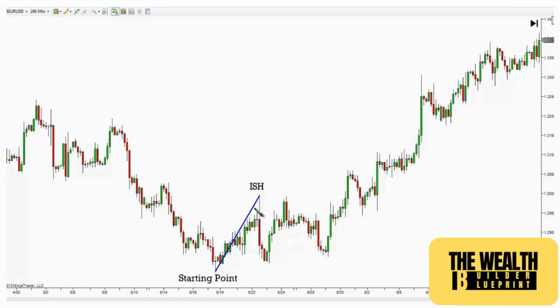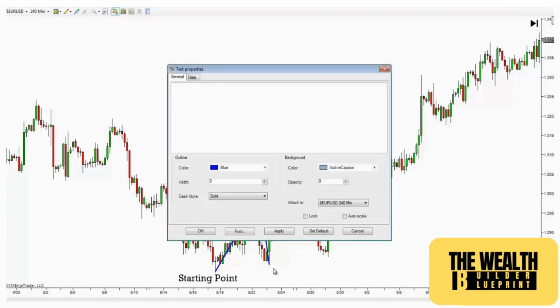You can see the market pushes back down, giving us an outside return. We do come down to test the starting point, but you can see we do not create a lower low, lower close. So this is a valid outside return.